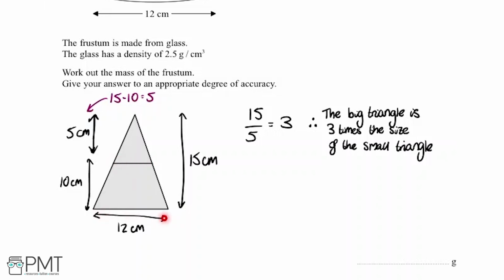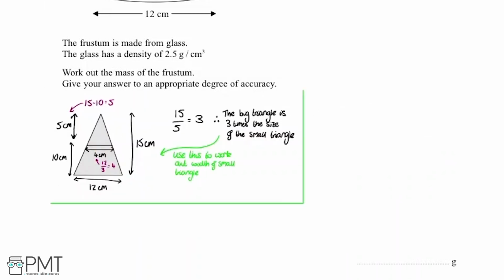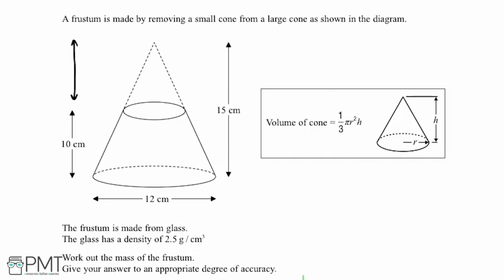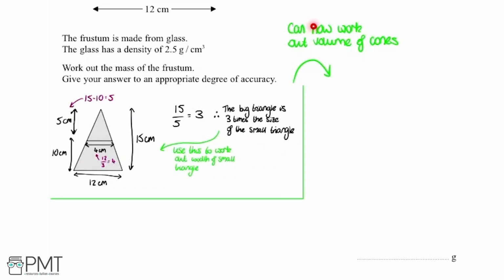We know the width of the big triangle is 12 centimeters. We've also worked out that the big triangle is 3 times the size of the small triangle, so this width here is 3 times smaller than this. It's 12 divided by 3, which is 4 centimeters. Great, so now we've worked that out, I'm going to label it on our diagram at the top. This length here is 5 centimeters, and the width of the triangle, in this case the diameter of the base, is 4 centimeters. So we can now use this information to work out the volume of the cone, both the big cone and the little one.